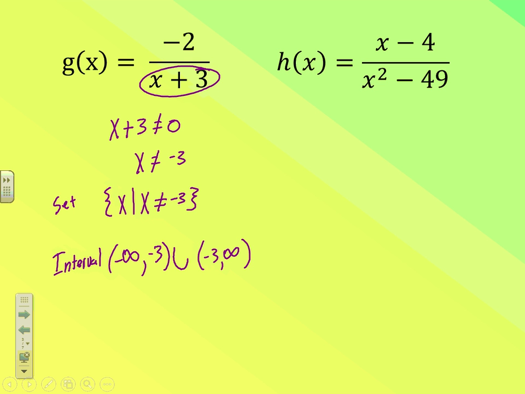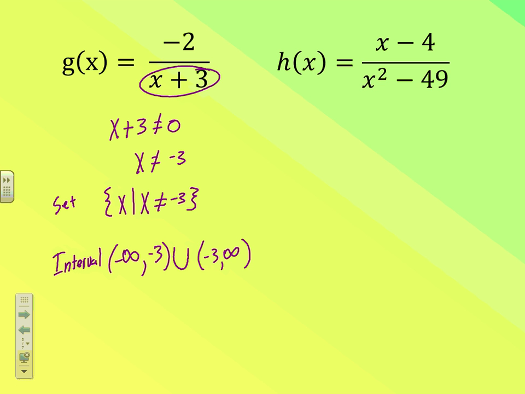And since we're saying, well, we can't do the negative 3, we have to have that break there. That's what the parentheses are doing, rather than using a bracket. And since we do have the break, we want to include both sets of the interval with the union symbol.